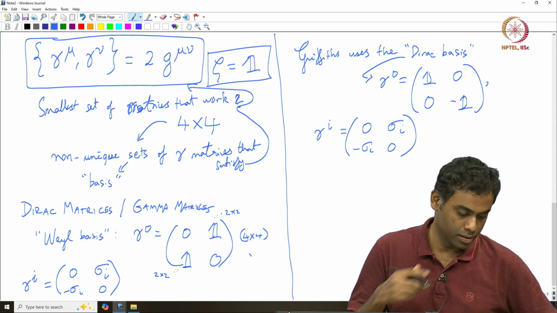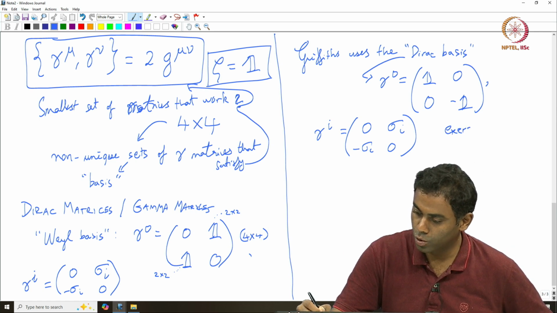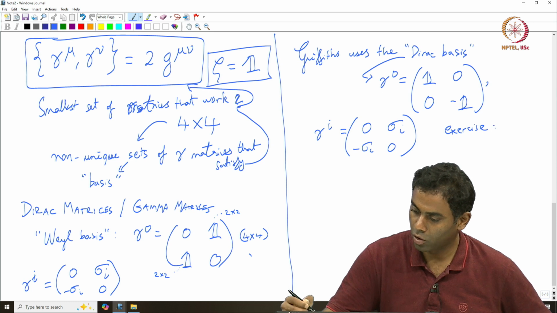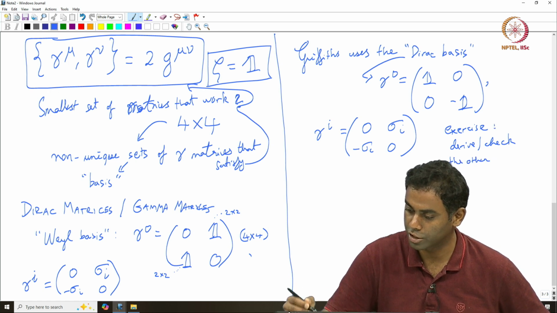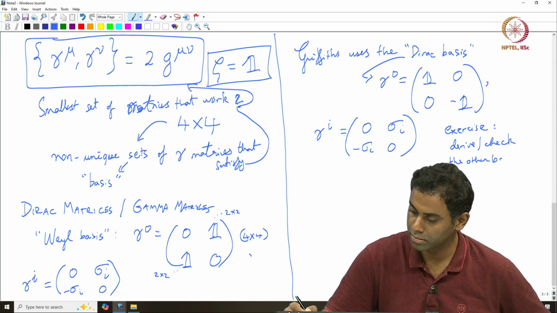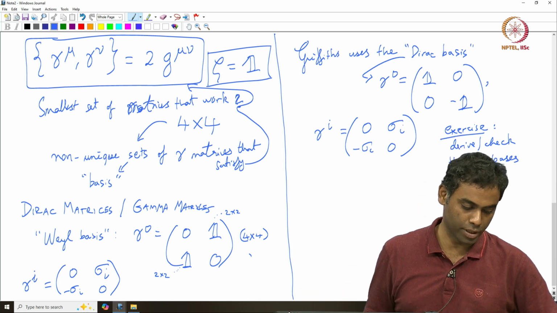Alright. So, a little exercise for you would be to go and check, or rather derive, derive is better than check, the other bases. See for yourself what kinds of gamma matrices you can actually get. Okay, very good.